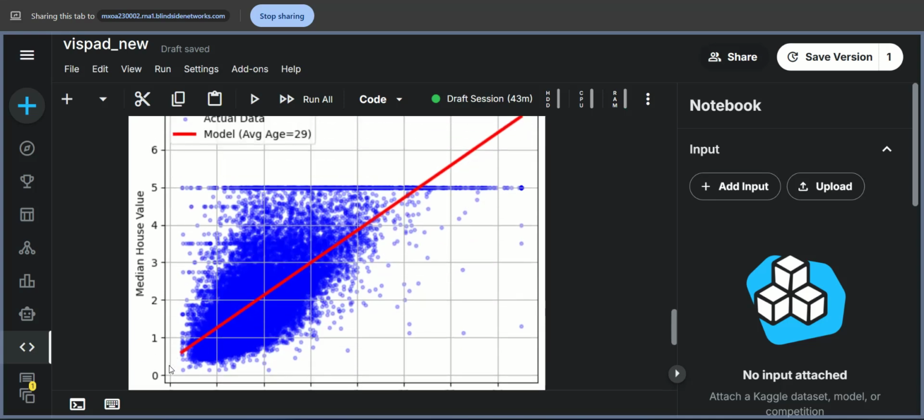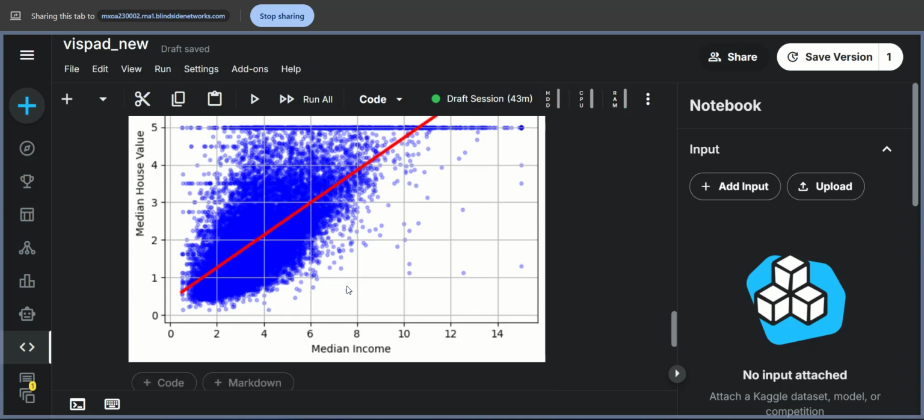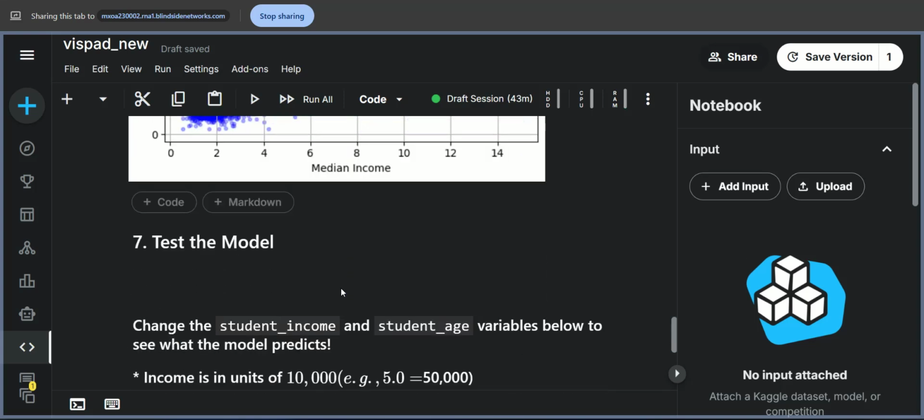So this is what the model drew, and this is what the actual data looks like. So this is what linear regression tries to do. This is the whole point of linear regression. Then we are going through the algebraic way, right? Okay.